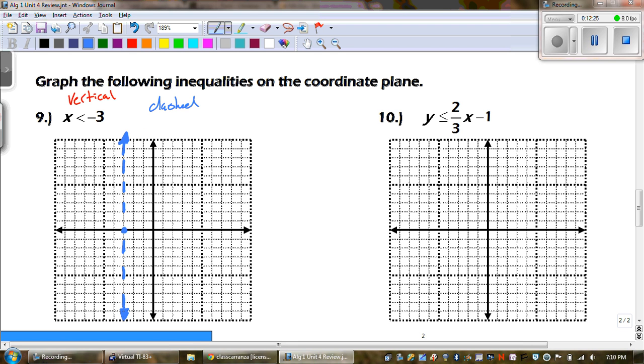And now the only thing here is, do I shade to the right or to the left? Well, remember, Miss Carranza was saying that's the less than symbol. And remember that less means left, okay? So when we shade this, we're going to shade everything to the left.